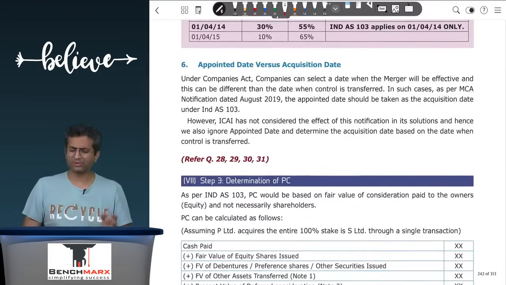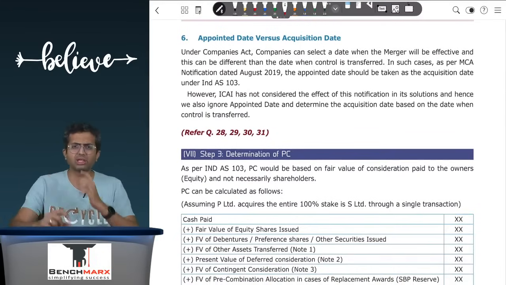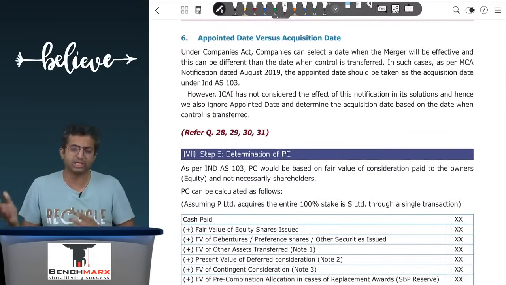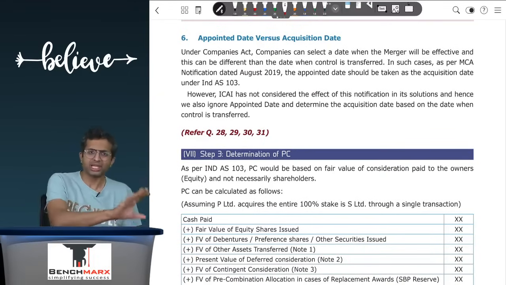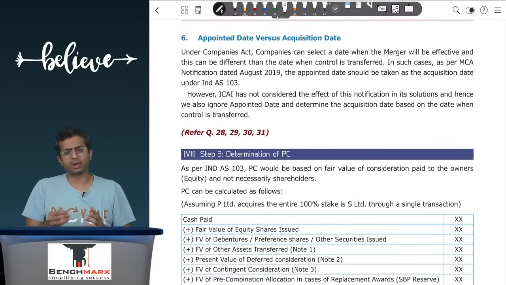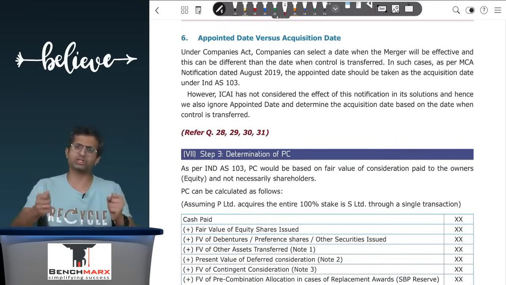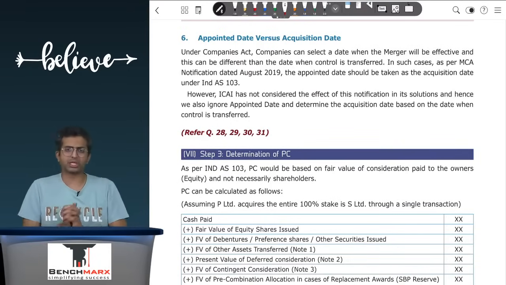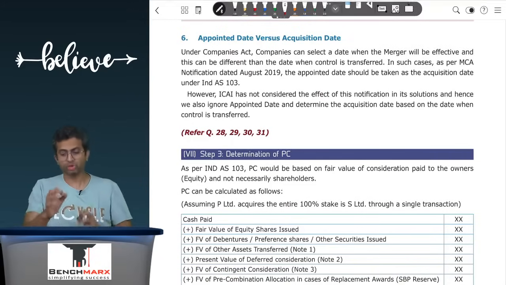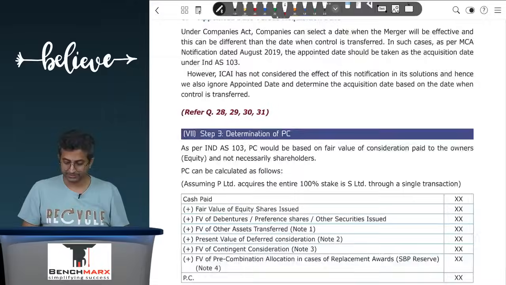Acha, there is a conflict over here between practical application and what is there in the institute material. In the case of court schemes which have been agreed, in practice there is something called an appointed date, where there is practical guidance available that the appointed date is taken as the acquisition date. However, ICAI usually takes the acquisition date to be the date when control is acquired, irrespective of the appointed date given in the question. So from an exam perspective, at least as we speak, you should focus on the acquisition date as the date when control is acquired.